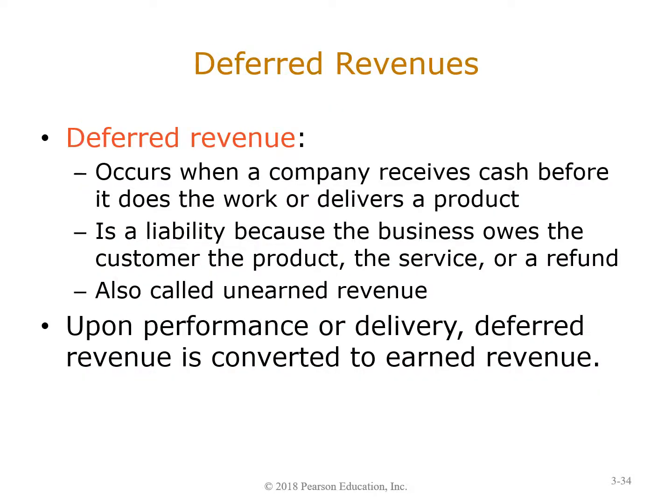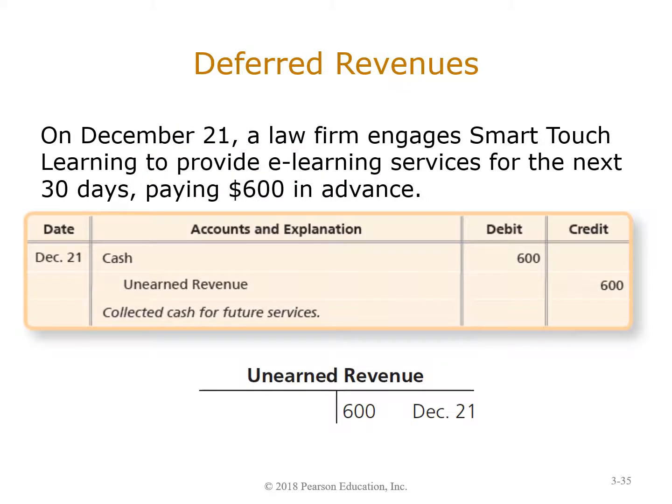All right, deferred revenues. So when a company receives cash before it does the work, so when you have an unearned, it's a liability because you owe them the work. So once you perform the work, we move it or convert it to revenue. So we take it from the liability and move it to the revenue. Let's look at an example.